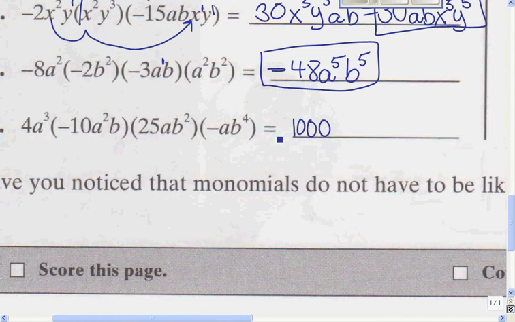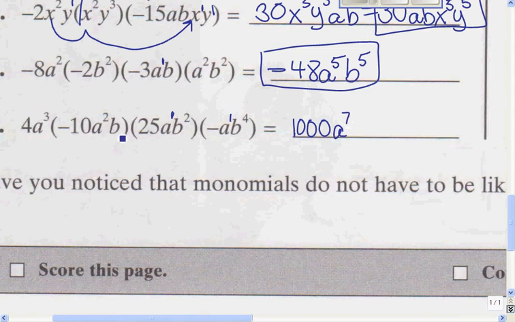Now that I've got my sign and my number, I'm going to look at my variables. A cubed, or a to the third, plus a to the second, and then this is going to be a 1 and a 1. So I just add. 3 plus 2 is 5, plus 1 is 6, plus 1 is 7. It's a to the 7th.